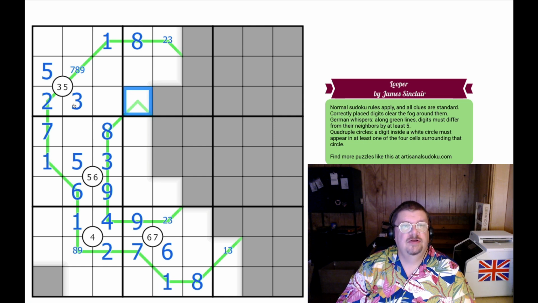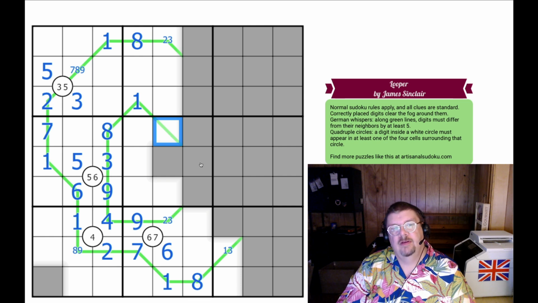This is a low digit, but it cannot be 2 or 3, and it can't be 4 next to an 8, so that is a 1. This is a high digit. It can't be 7 or 8 by the row, and it can't be 6 because this can't be a 1 by the row, so it's a 9.